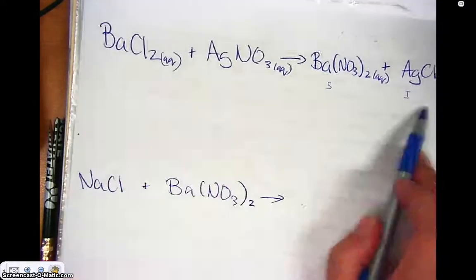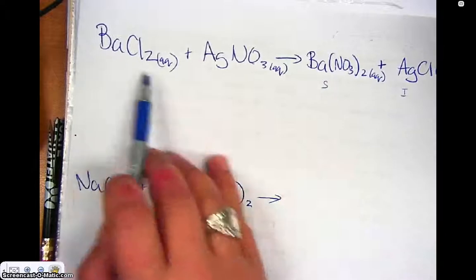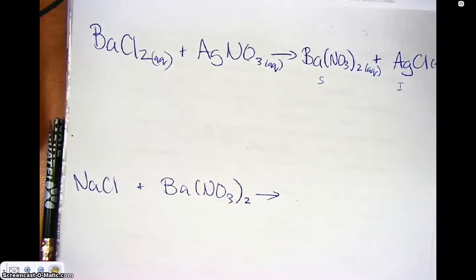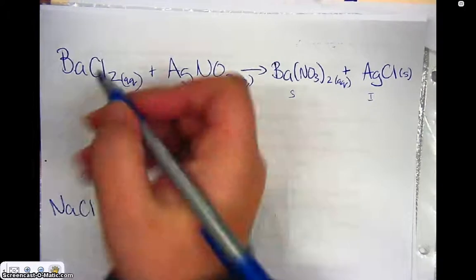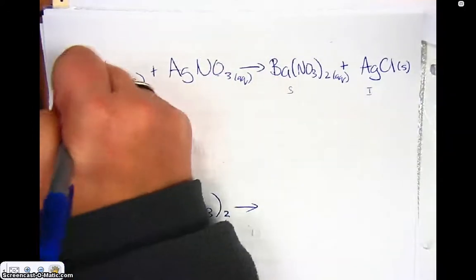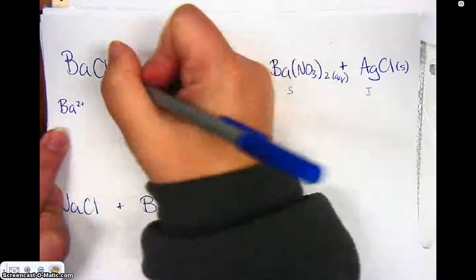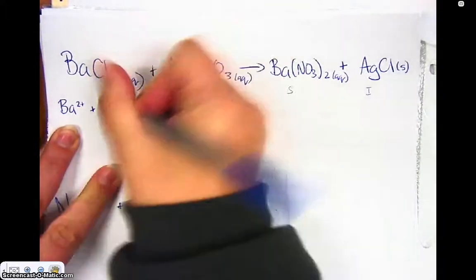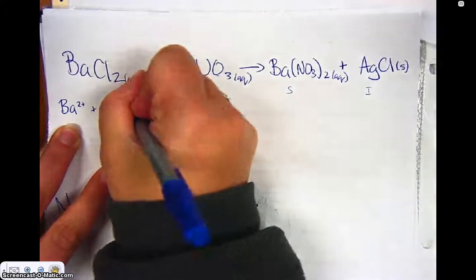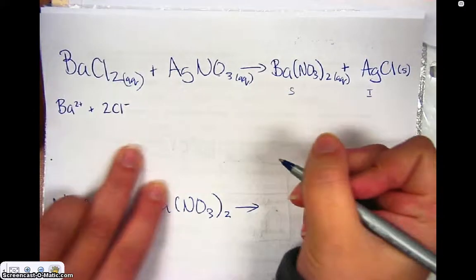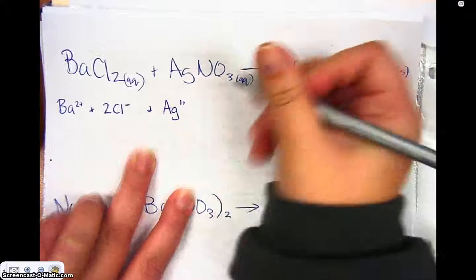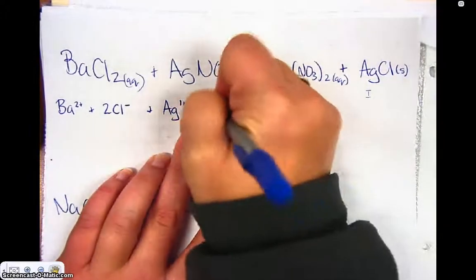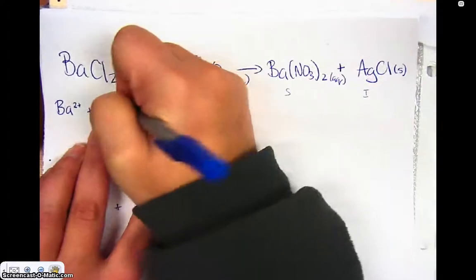So let's go ahead and write our ions out. If they're aqueous, we're going to write them and split them up into their ions. If it's the solid precipitate, remember we keep it together because it hasn't ionized. So we've got barium 2+, and we've got chloride, and there's two of them. So we put 2 chloride ions, which is a 1-, plus silver, which is a 1+, and then we've got nitrate, which is a 1-. So I'll put ones here.